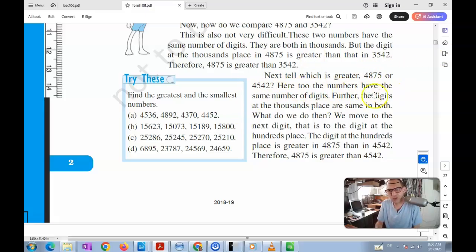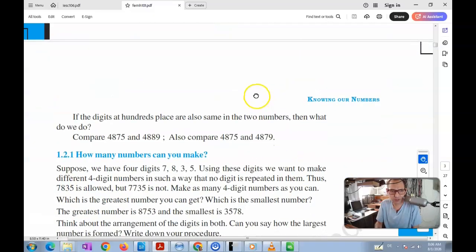And so here too, the numbers have the same number of digits. Further, the digits at the thousands place are the same in both. What do we do then? We move to the next digit towards the smaller value digits. That is to the digit at the hundreds place, basically. The digit at the hundreds place is greater in 4,875 than in the other number. Therefore, essentially 4,875 is greater than this number.